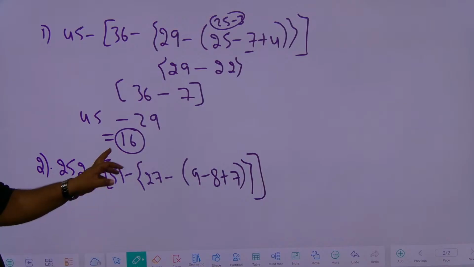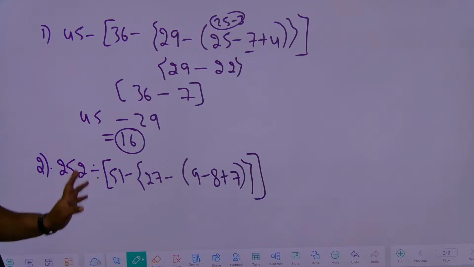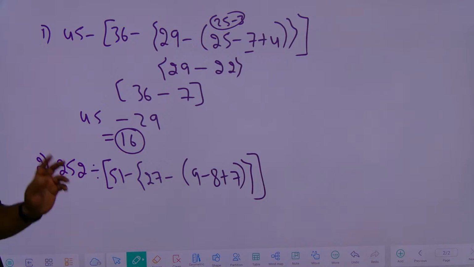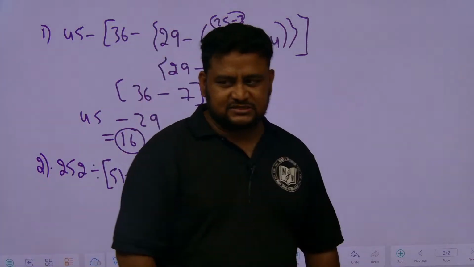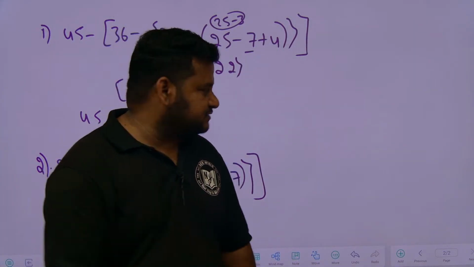Very simple. You will get 16 as the answer. Now I understand where you are struggling. Suppose we take some numbers which have plus signs and minus signs, then let us find out the values.